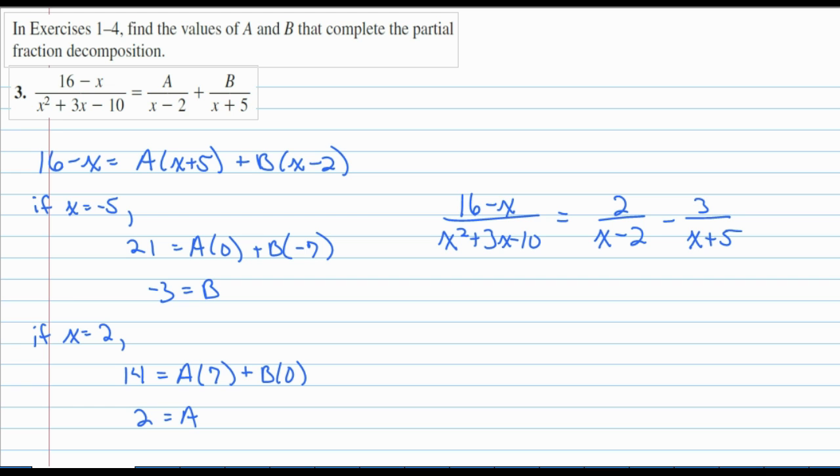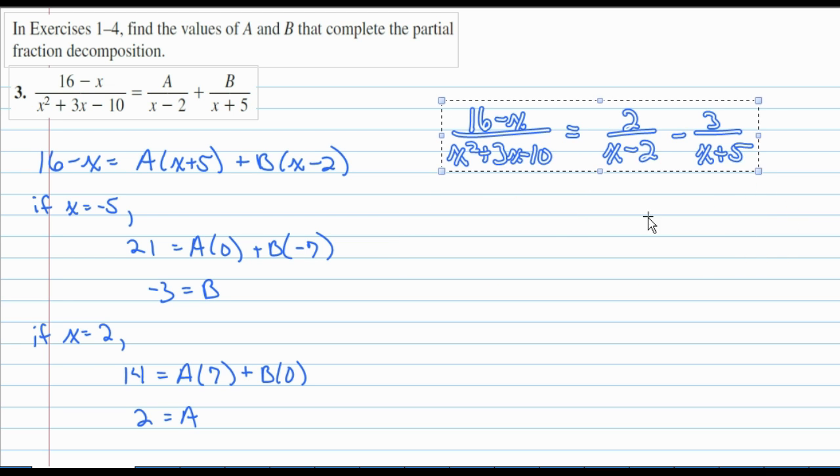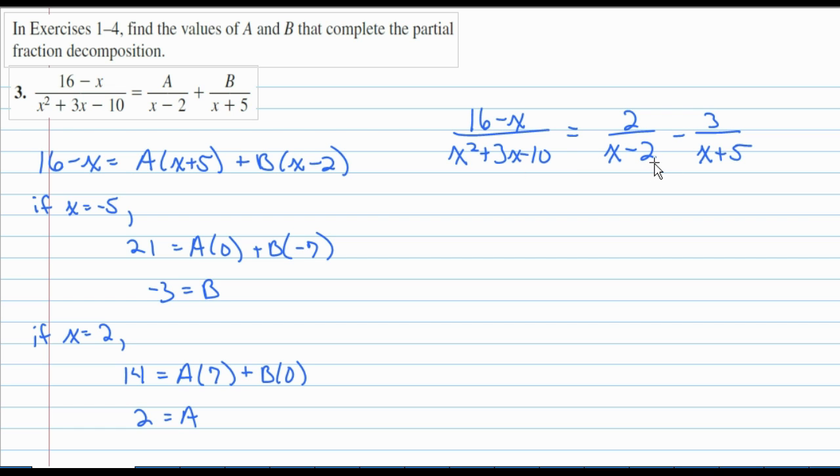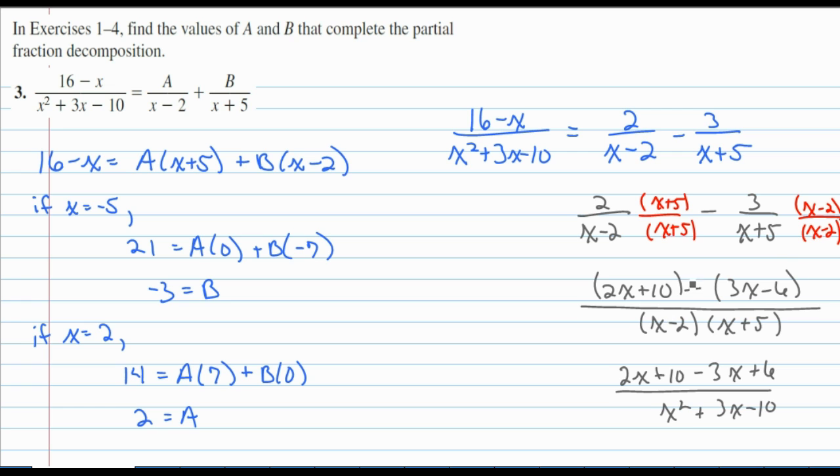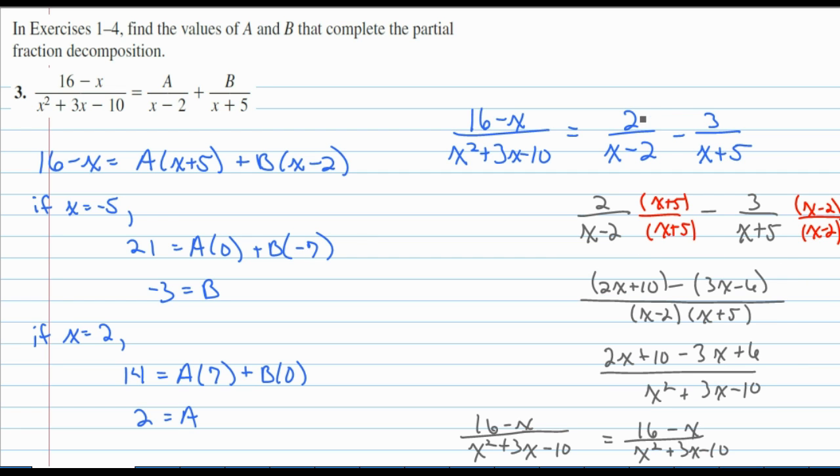And if you want to see that worked out, here's how that would look. If we started with these two expressions and said prove that they were equal, I could find a common denominator, distribute the numerator, start combining like terms, and then my last simplification would show that 2 over x minus 2 minus 3 over x plus 5 does in fact equal the original multiplied out with a common denominator format.